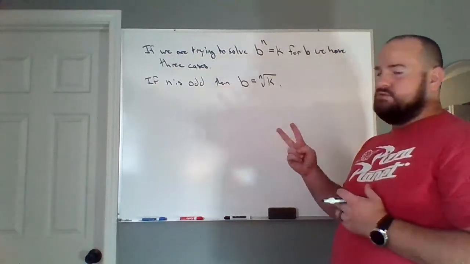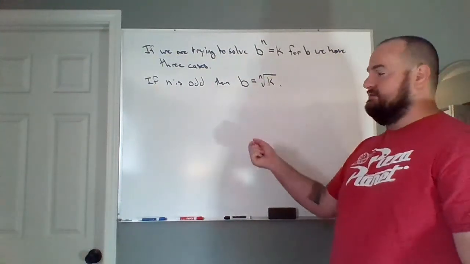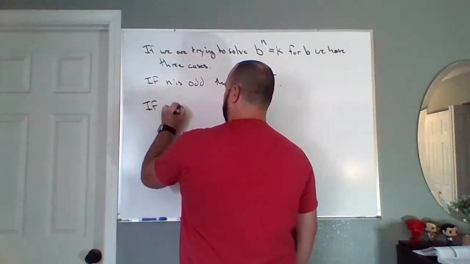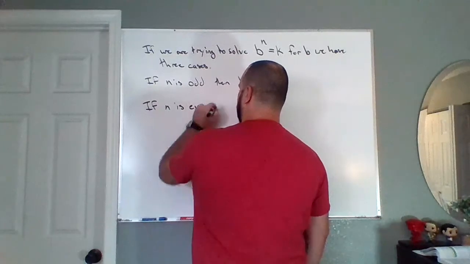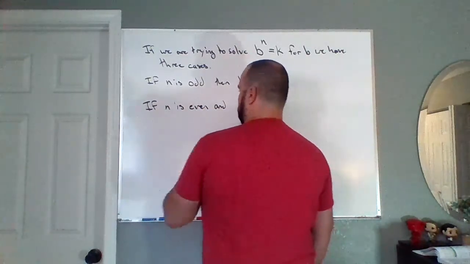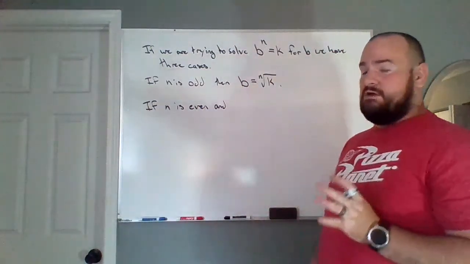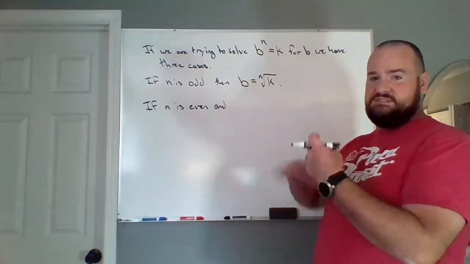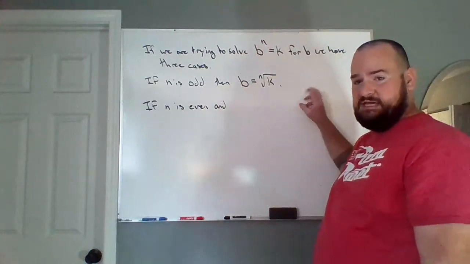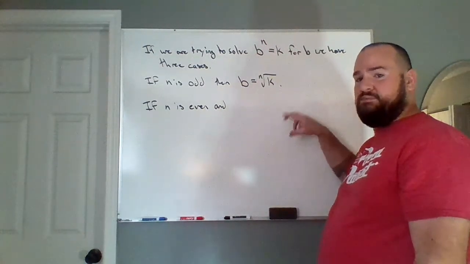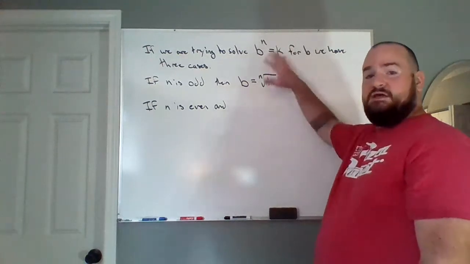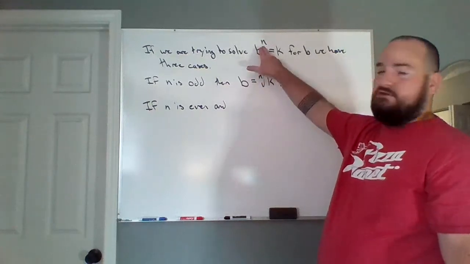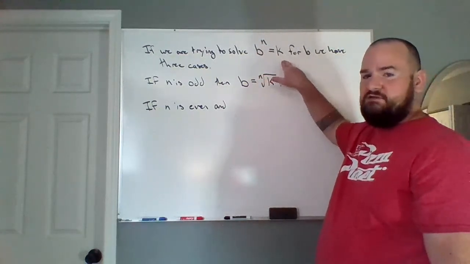Now, our other 2 cases involve n being even. So if n is even, and, okay, now if we're solving this equation for b, that means we know what n is and we know what k is. Those are numbers in this equation. So we'd have something like b to the second equals 4, b to the second equals negative 4, b to the third equals 125, something like that. And so we are looking at our value of n. If it's even, we need to then consider our value of k.